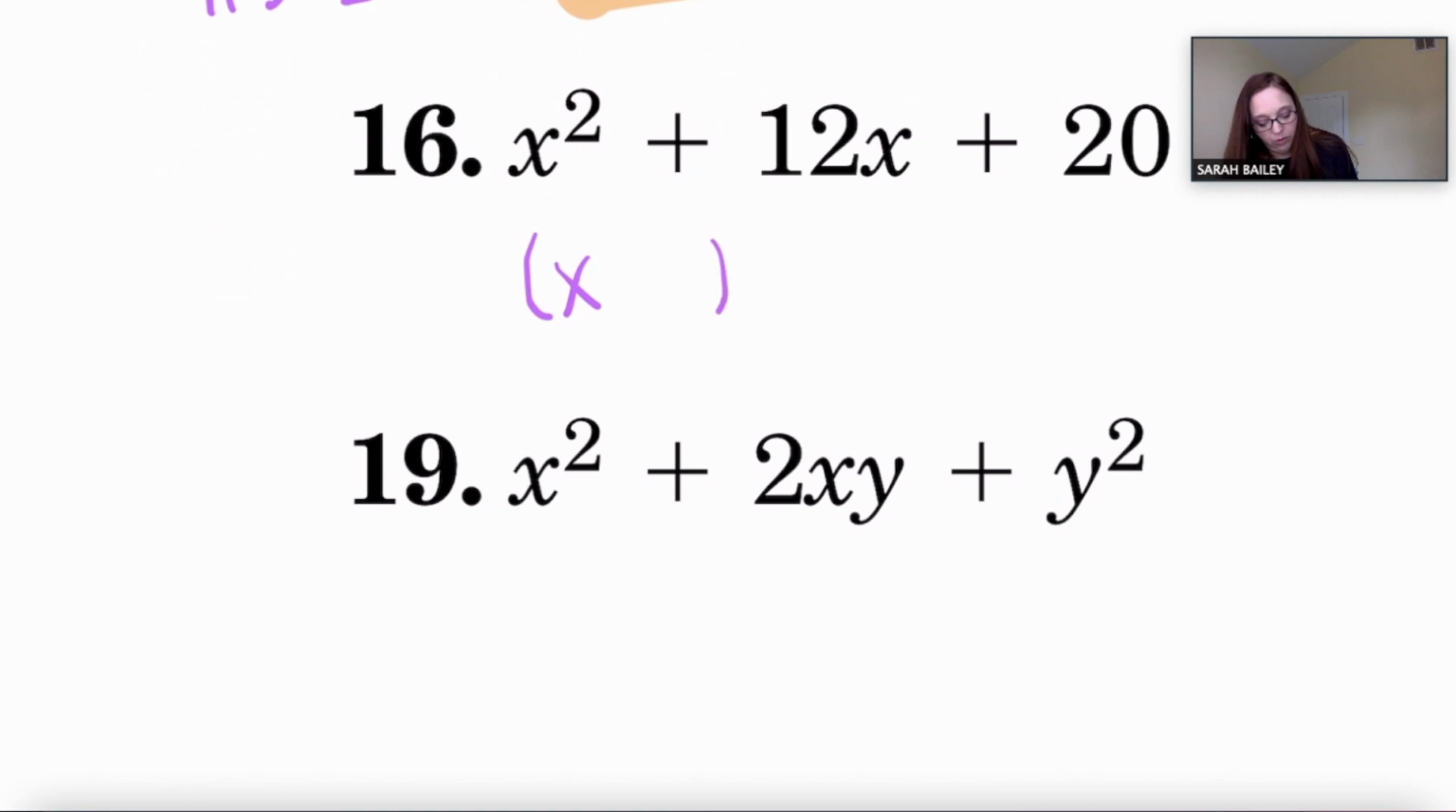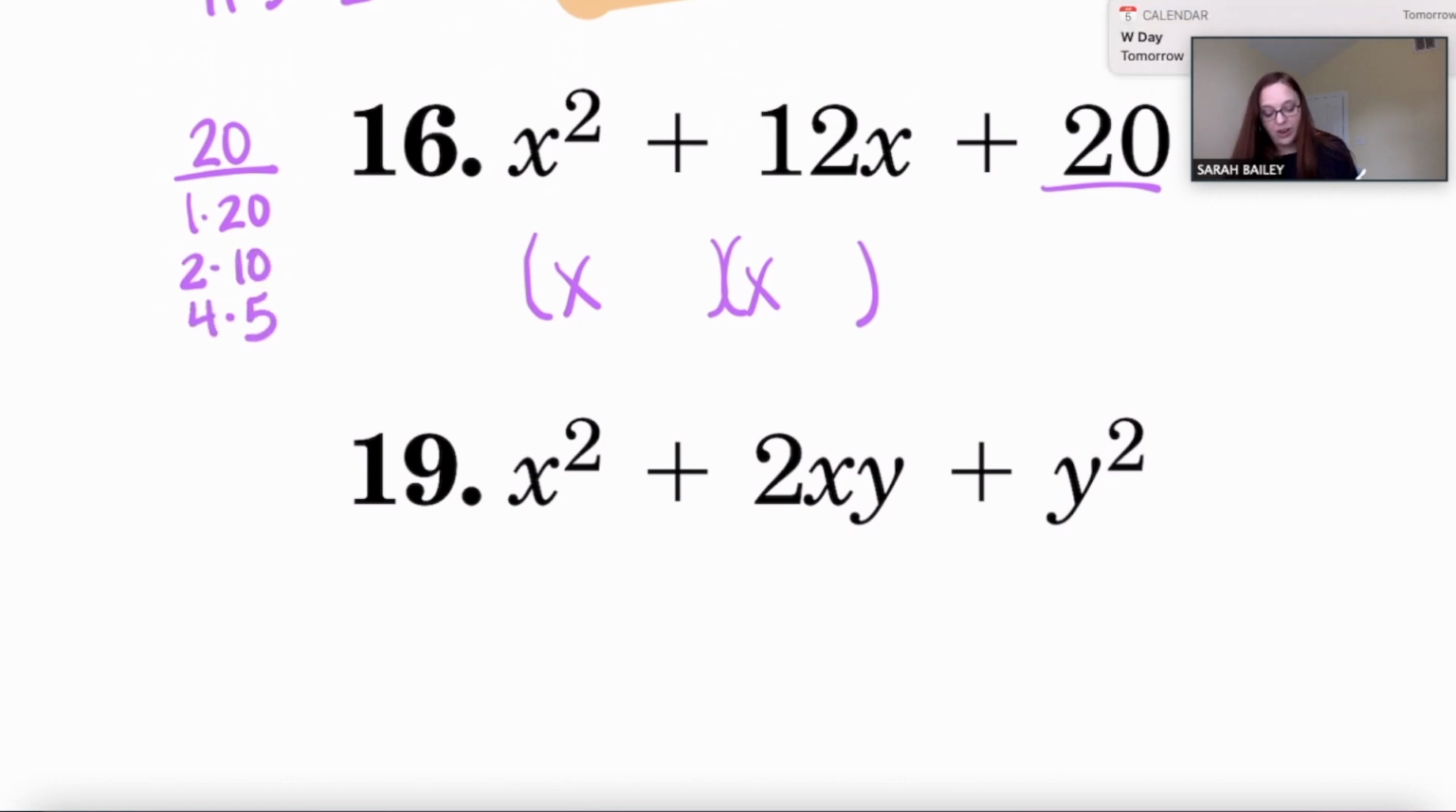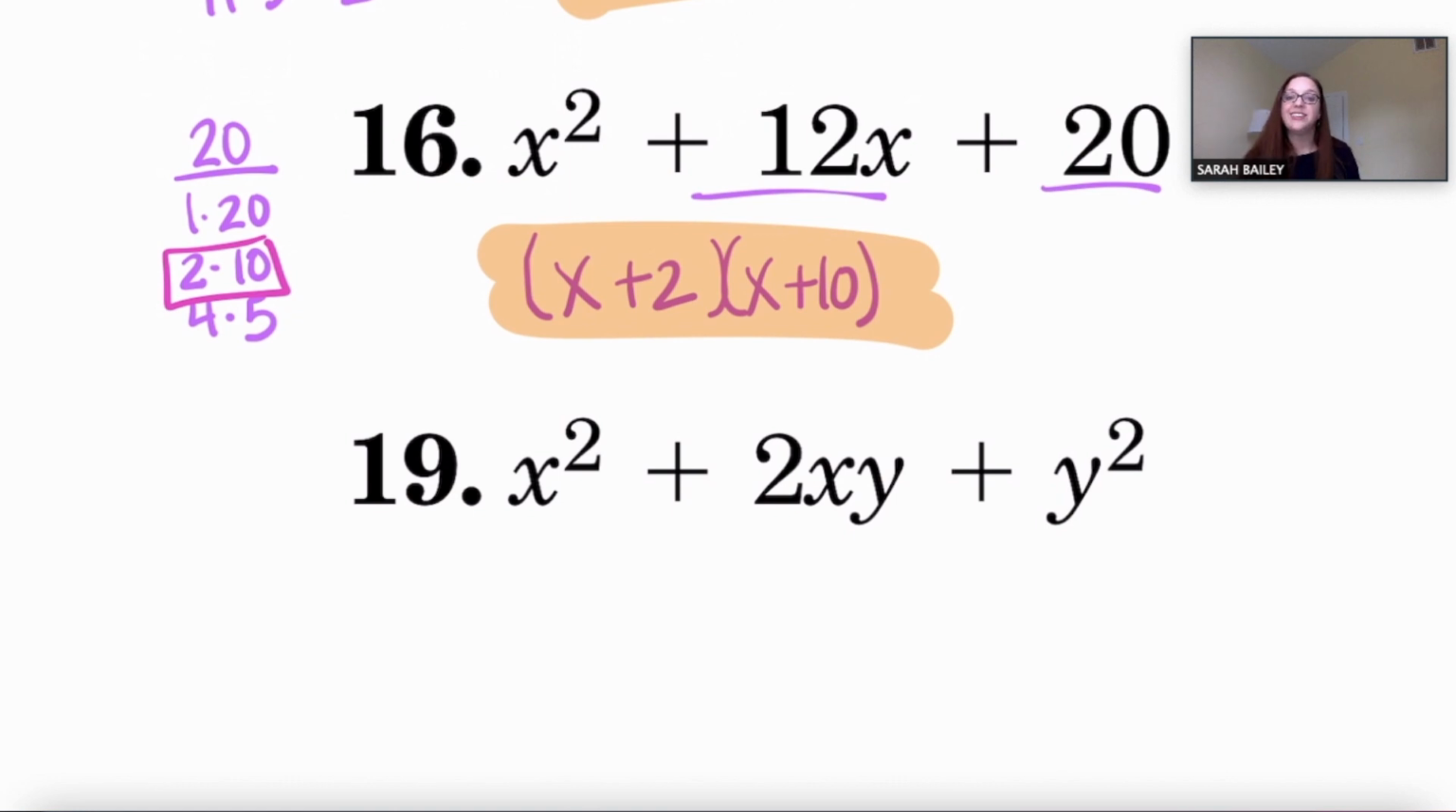Okay, let's do 16. So I'm going to get my parentheses ready. All right, my constant term is a 20. So we're going to list out all the factors of 20. 1 times 20, 2 times 10, and 4 times 5. Okay, so those are all the factors of 20. And then we want a pair that would add up to 12. So it looks like that 2 and 10. 2 plus 10 would make positive 12. So positive 2 and a positive 10. Okay, so it's going to be x plus 2 times x plus 10, and that's it.